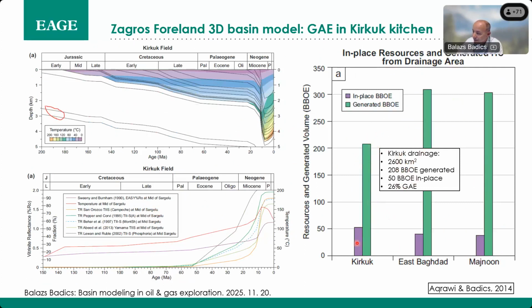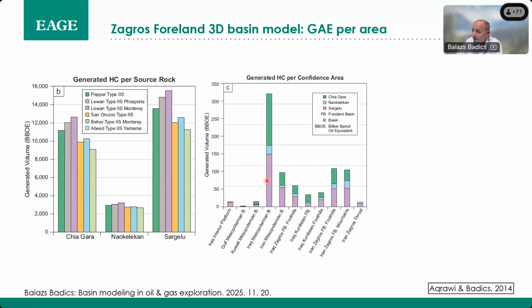And then we know roughly how much is in place. And then you can calculate the so-called generation accumulation efficiency. This is per field or per drainage area. This one is detailed in the article, but we've done the same also for the 3 source rocks, the Lower Cretaceous, the Upper Jurassic Najmah Kimmeridgian, and the Middle Jurassic Sargelu.